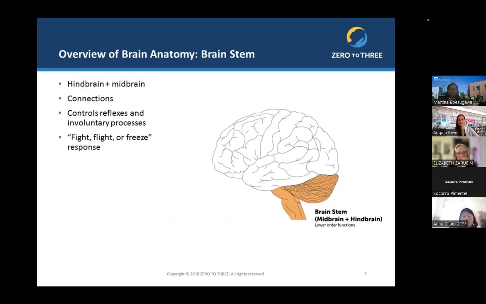So the hindbrain is this portion on the bottom part of the brain. It connects to the spinal cord as well as to the brain itself. And so it sends and controls reflexes and involuntary processes. It's responsible for our fight, flight, and freeze response. It also is responsible for sending messages from our lungs and heart. And so for children who have had toxic stress for prolonged periods of time and the architecture of the brain has changed, this portion of the brain can be affected.